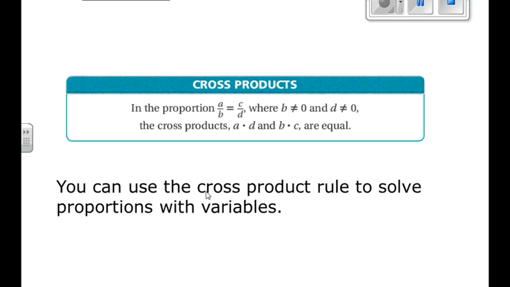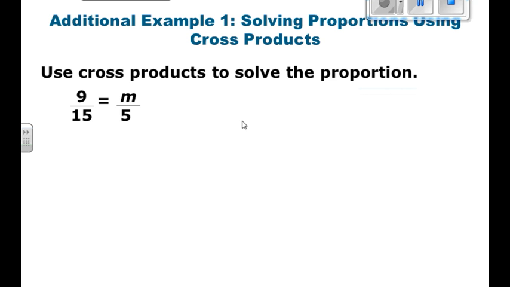So in proportions, if I was to look at this in an algebraic way, A over B equals C over D. B and D cannot be 0. We talked about how we cannot have 0 as a denominator, as it is an undefined statement. So the same is going to be true when we're working on these. You can use the cross product rule to solve proportions with variables. And so if I'm missing a piece, in this one you notice that M is our unknown. That is actually what I'm solving for. So I'm still going to use cross products to solve this.